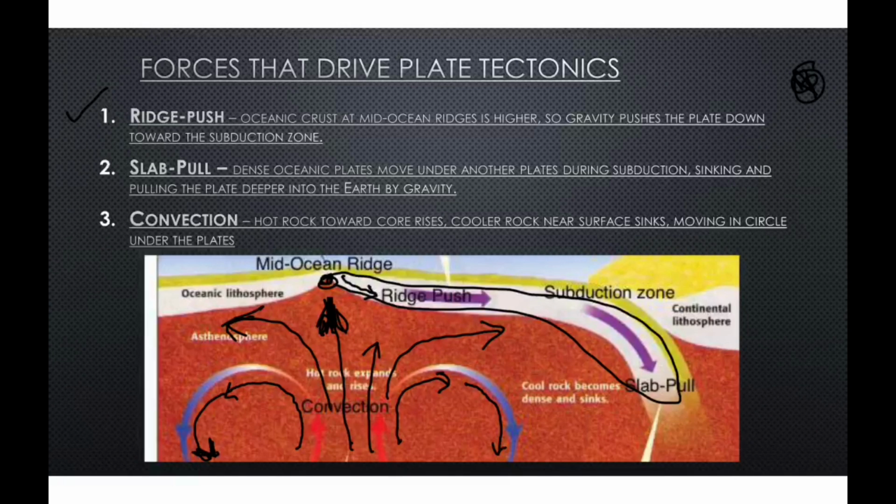Slab pull, on the other hand, when we have a plate sinking under another plate because they have run into each other, one will go underneath and it will begin to sink down toward the core. And as it sinks down toward the core, imagine if you put a chain on the surface of the edge of a table and you put that chain over the edge and let it hang. What's going to happen? Well, it's going to start going down, down, down more and more, and it's eventually going to pull that chain all the way off the table until it's on the floor.